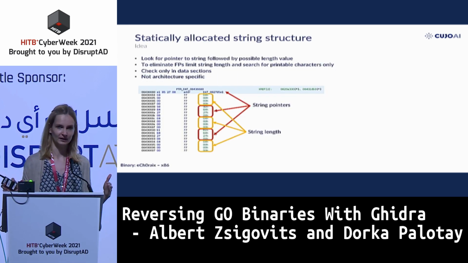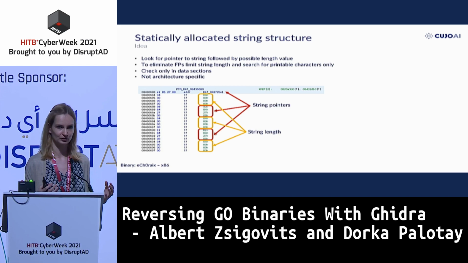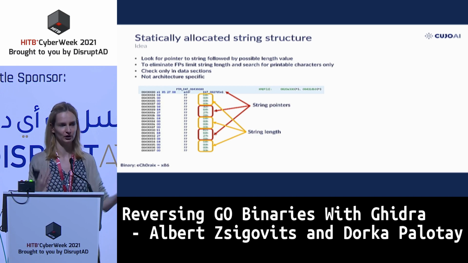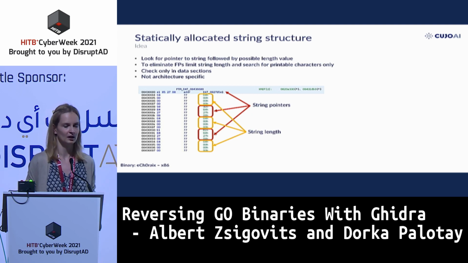So this was the dynamically allocated part. And there is this probably much easier part, the statically allocated string structure. So what's going on here? Basically there is a part within the binary where the addresses of the string pointers are placed, followed by the lengths. So these structures which I have shown in the beginning are just simply there within the memory. And here, to eliminate false positives, we limited the string length, so we didn't look for any integer, and we only searched for printable characters and only checked in specific sections.